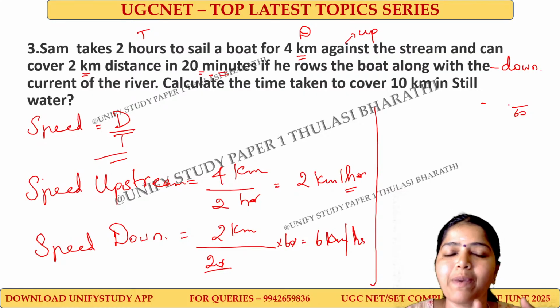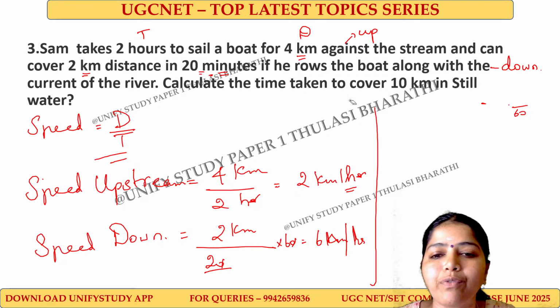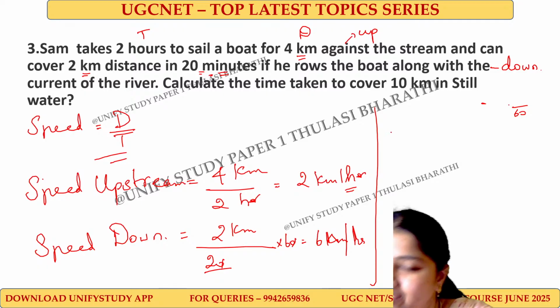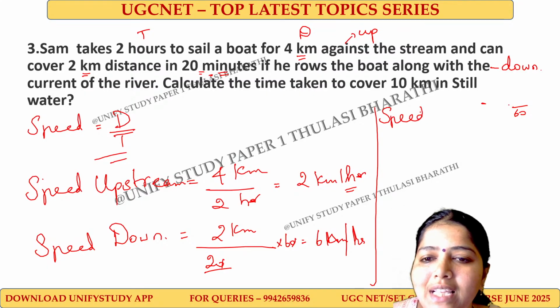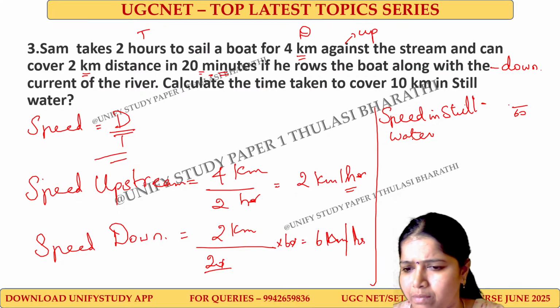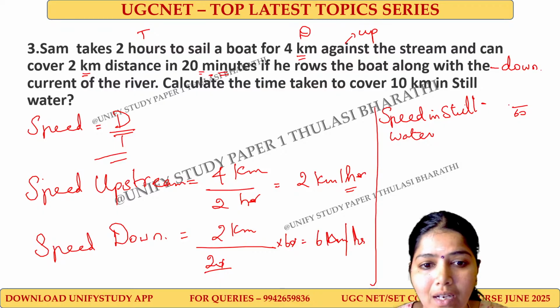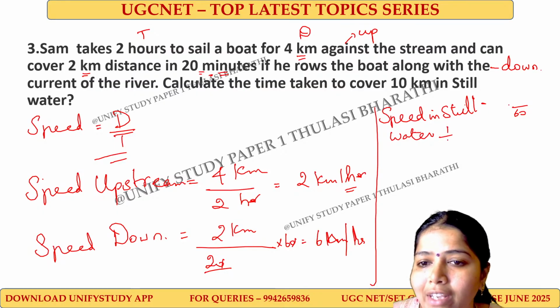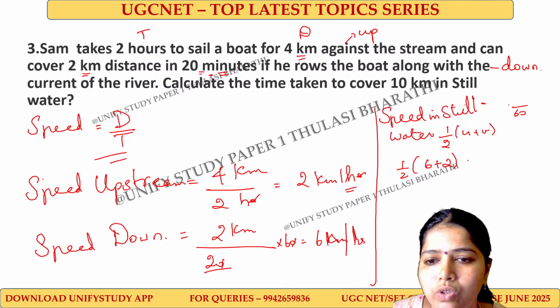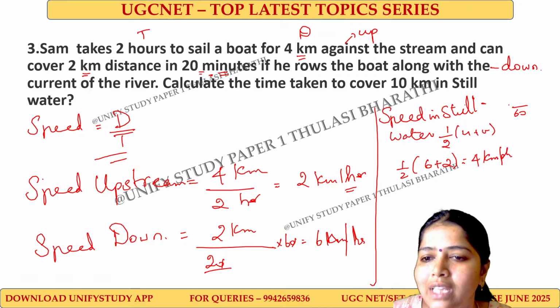So now we have calculated the speed of the downstream and the speed of the upstream. Now what we have to calculate is the speed in still water. What is the formula for the speed in still water? Okay, so it is 1 by 2 (u plus v). That is the formula we can use. What is u? u is 6, and v is 2. So that is equal to 4 km per hour.